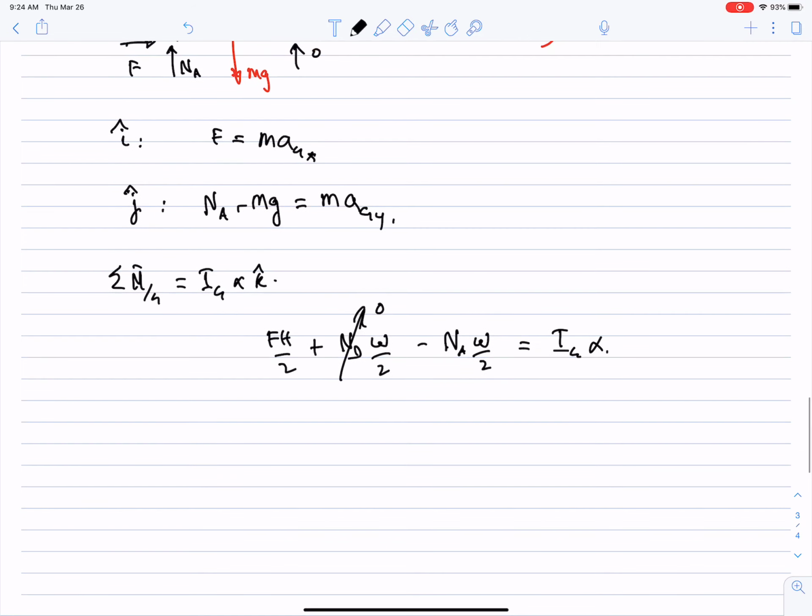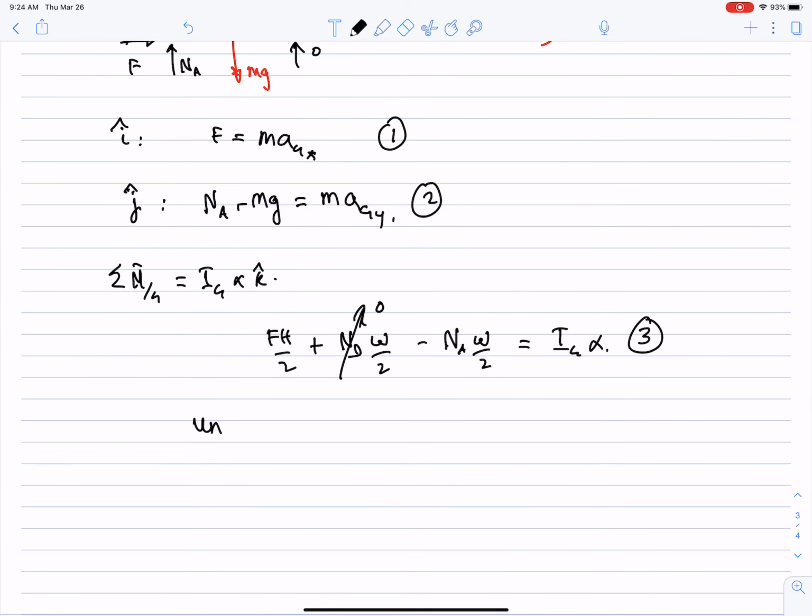So we have another equation number 1, equation number 2, equation number 3. Can we solve for all these unknowns? What are the unknowns? Unknowns are agx, agy, alpha, NA. I'll let you think about how to solve these things with these 3 equations.